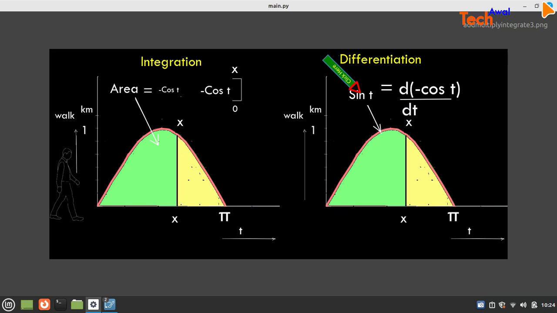Either I get back the speed, or how many kilometers are collected at any moment, or the equation of the line whatsoever. So if I know the equation of the line and I want to know how much area is collected, then I have to do integration. If I know the area of the collection and I want to get back the equation of the line, how many kilometers are collected at any moment, then I have to do differentiation. Differentiation is getting back the equation of the line. Okay, so this is integration and differentiation.